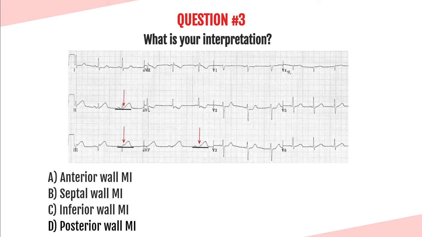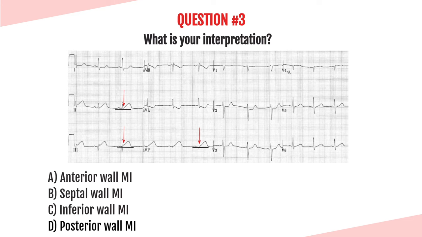Next, we're going to go to V1 and V2. And V1 looks pretty normal to me. V2 maybe has a little bit of ST depression, so we'll just keep that in our back pocket. Next, we're going to move on to V3. That looks normal. And V4, that looks pretty good. V5 and V6, that looks good too. And last but certainly not least, we're going to go to lead 1, which looks good, and AVL, which has some ST depression. Remember, ST elevation trumps ST depression, so we're really just going to focus on that ST elevation.